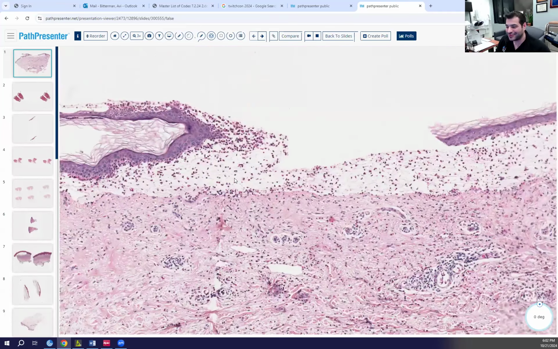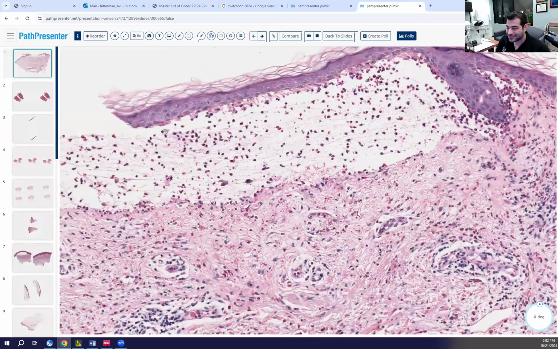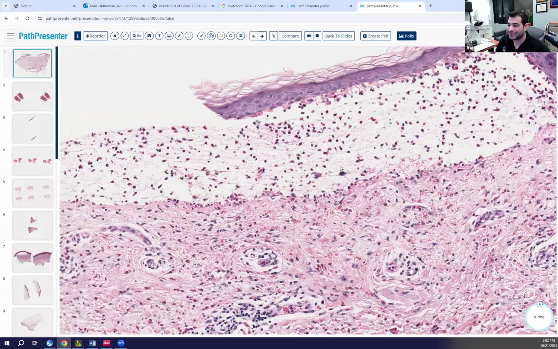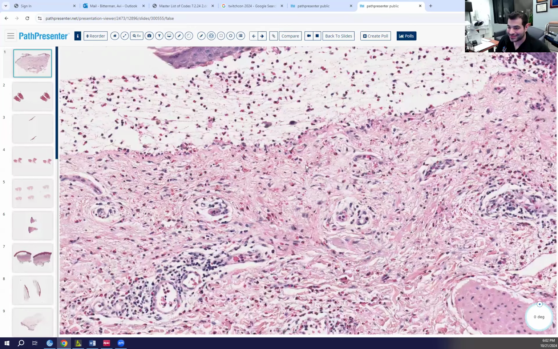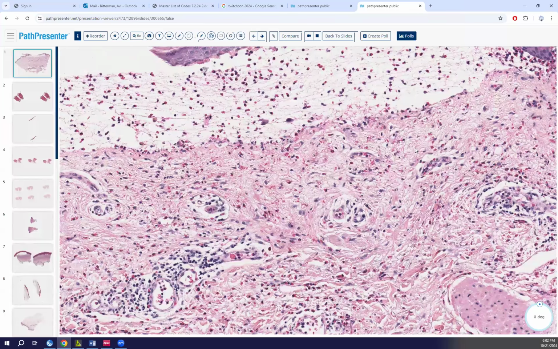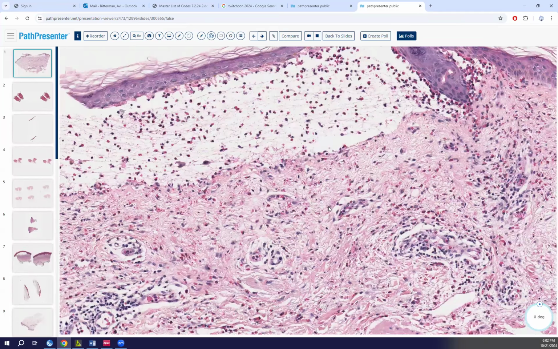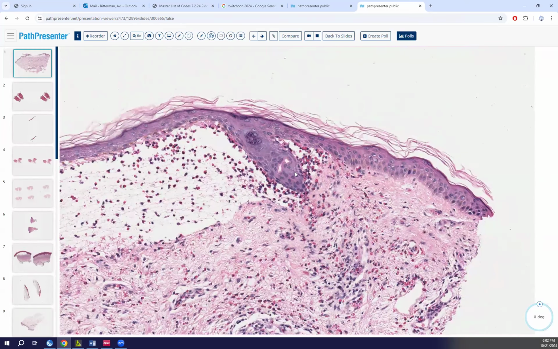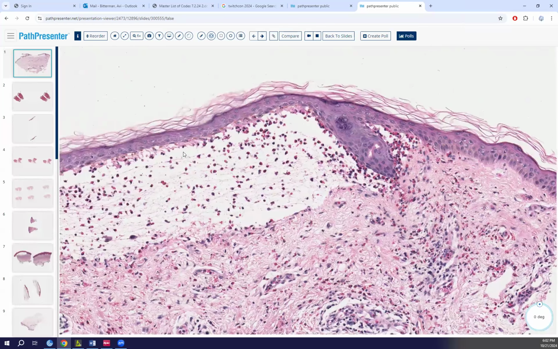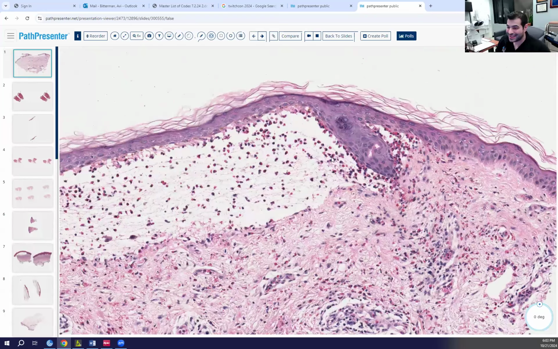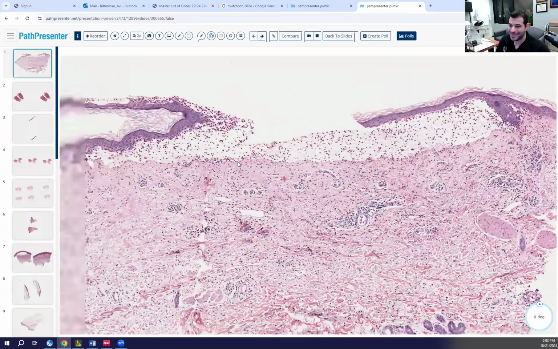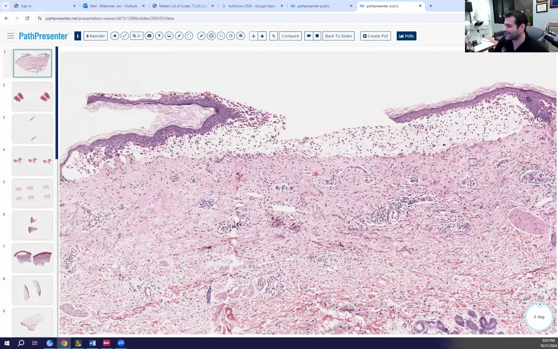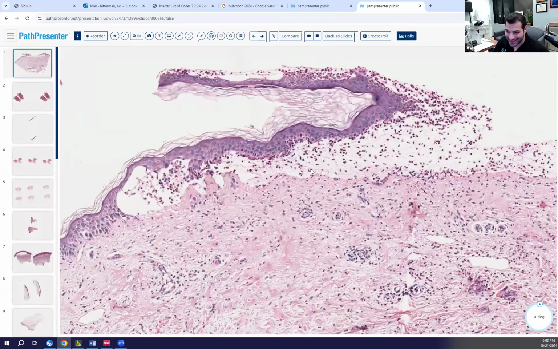Okay. What's the first thing on your differential here? When you see a subepidermal bulla loaded with EOs, like SJF. It's not really subepidermal though. You're looking for necrosis. I'm thinking like bullous pemphigoid, bullous arthropod. Okay, BP, and BP is the differential for this.